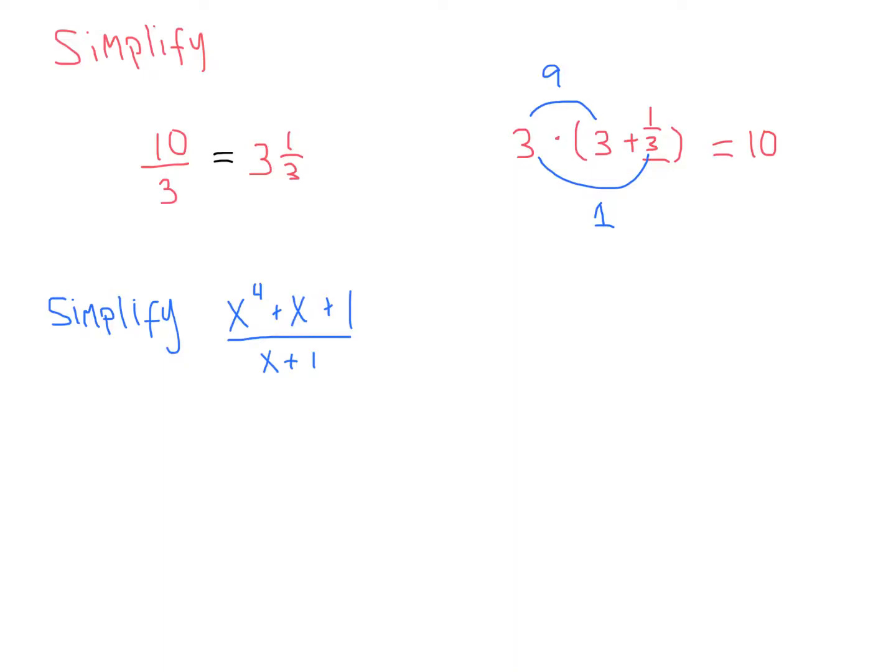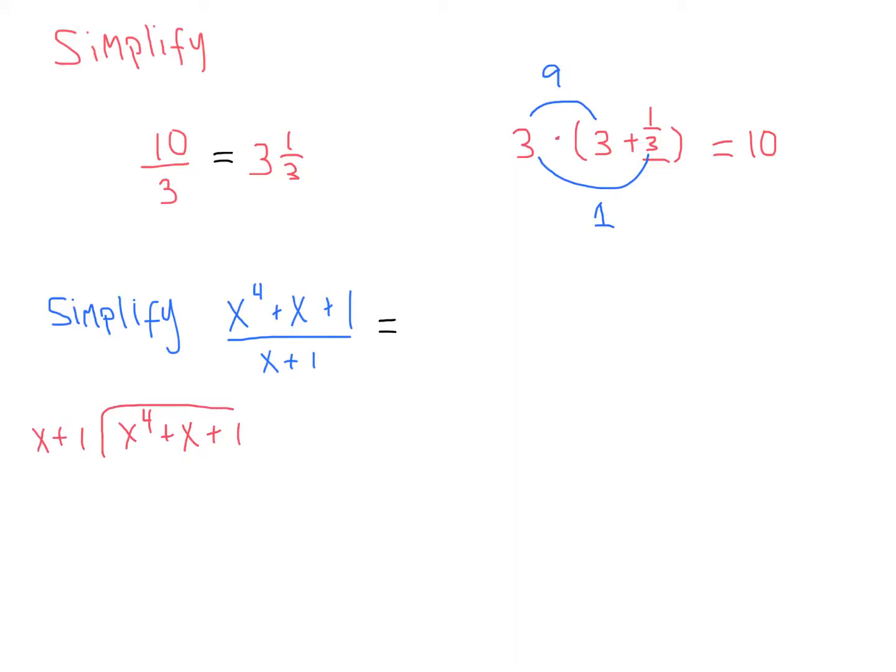Alright, so we have a rational expression where we're taking this quartic polynomial and dividing it by this linear term. To simplify, I'm going to need to do polynomial long division. I want to actually do this somewhere else, because this is essentially scratch work. So we'll take it over here, and I have x to the 4th plus x plus 1, and I want to divide it by x plus 1.